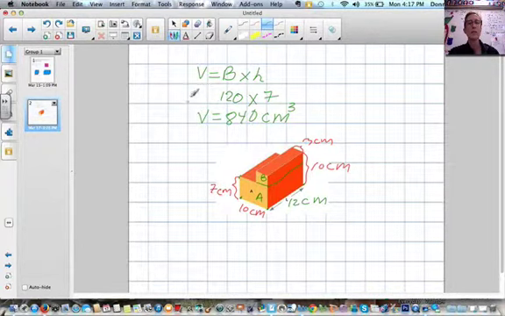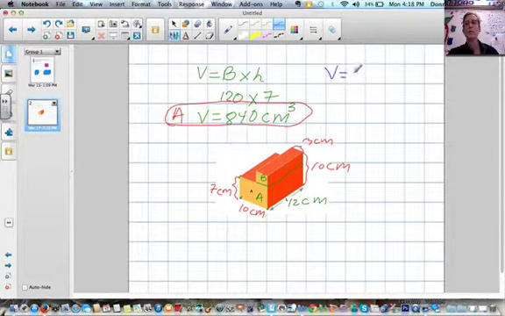So we figured out the volume for this. I'm going to put this in a different color. This is A. We just figured out A right here. All right, so now we're going to move on to figuring out B. For this B section, I'm going to do the same thing. Maybe I'll write it over here. Volume equals big B, which means area of the base times height. And let's just plug in our numbers.